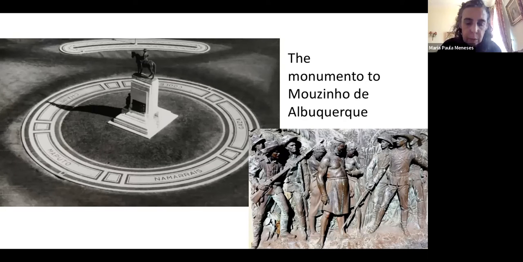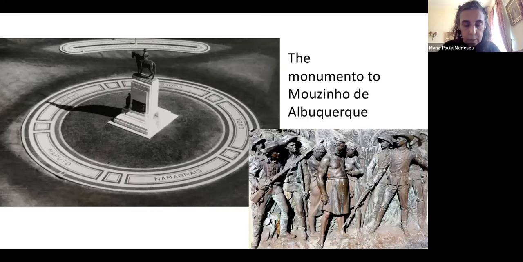And this monument to Mouzinho de Albuquerque, which they began to think about in the 1920s but was officially implemented only in the 1940s, was a means to assert Portuguese authority over the territory. So Mouzinho de Albuquerque symbolized, as described at the time when the monument was unveiled, bringing the civilizing mission to the continent.